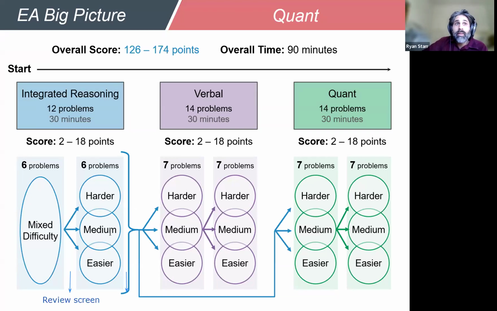If, however, like the vast majority of people, you're doing so-so on integrated reasoning, scoring somewhere between 8 to 12, let's say, you're likely to be starting in the medium section on verbal and quant. And there again, it's going to be pretty important to take the first half seriously because you don't want to miss a medium question if you can avoid it.